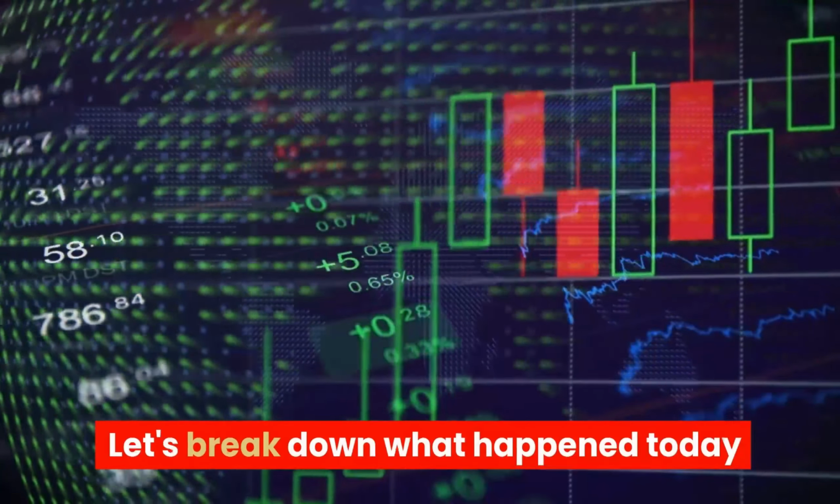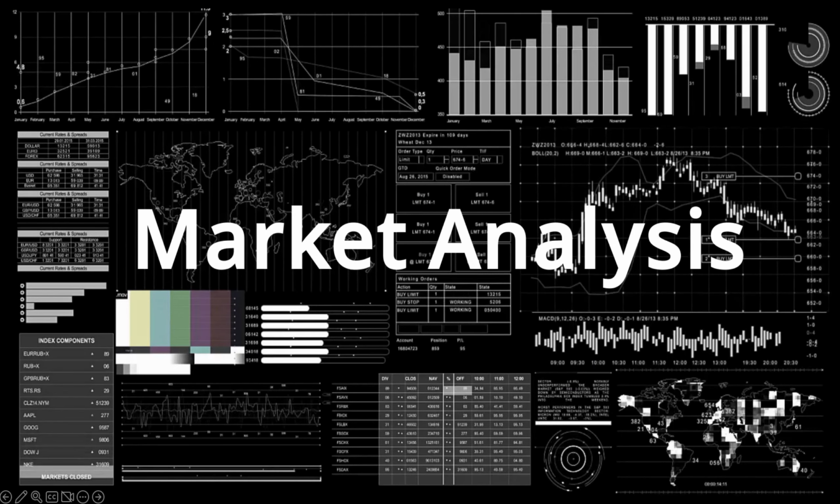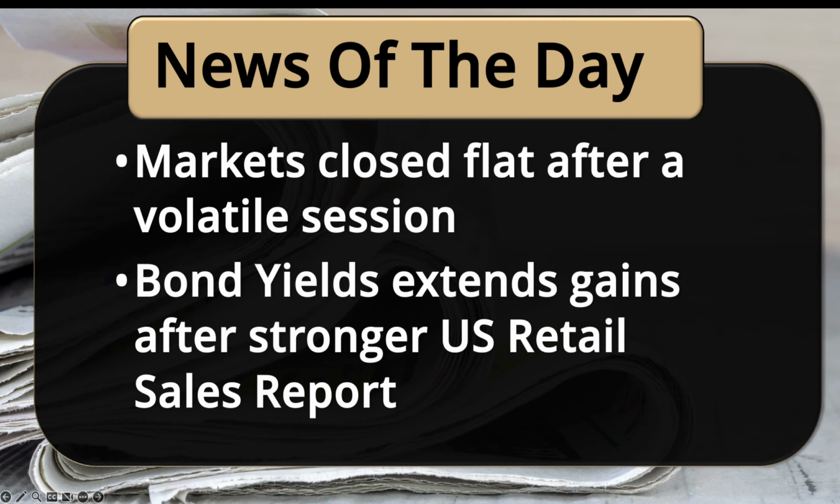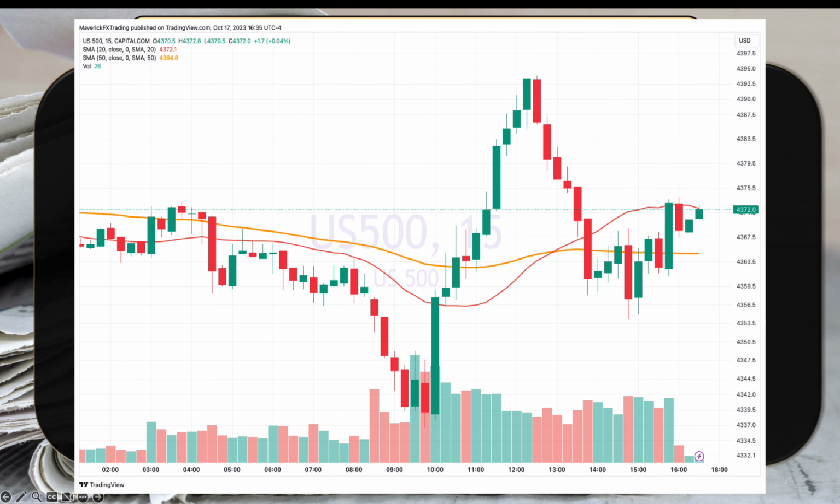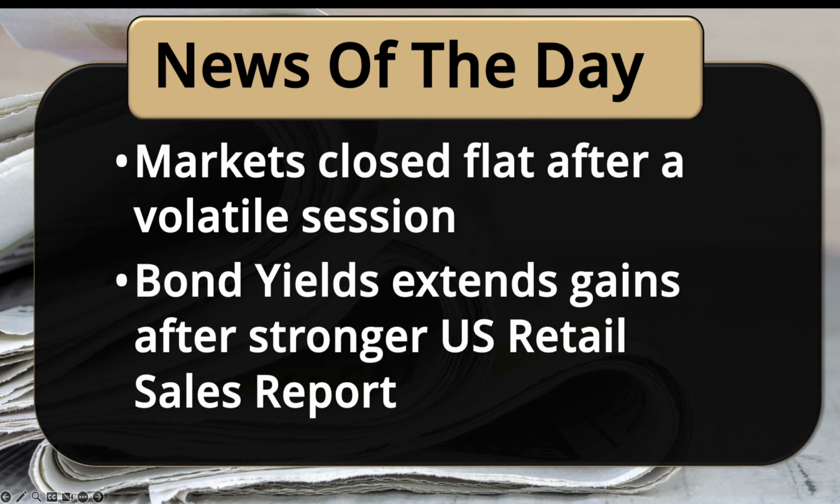Let's break down what happened today. So looking at the market recap, let's just start with the news. Actually, the market closed flat today, but it was a volatile session. When you take a look at this intraday chart on the S&P 500, you can see that we had quite a bit of back and forth, and we just kind of closed right in the middle there. So at some part of the day, we had a risk on, and some part of the day, we had a risk off. So this is what we call volatility, and you really have to trade with what's in front of you.